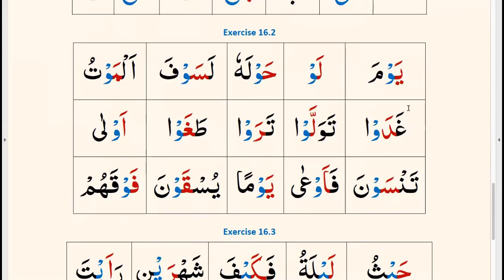You read it correctly. But can you tell me what kind of letter the ra is here? It's a thick letter. I think we covered this right at the beginning of the course. So this is a thick letter and we read it with our mouth rounded. But you did read it correctly. Just wanted to go through the rules a bit.